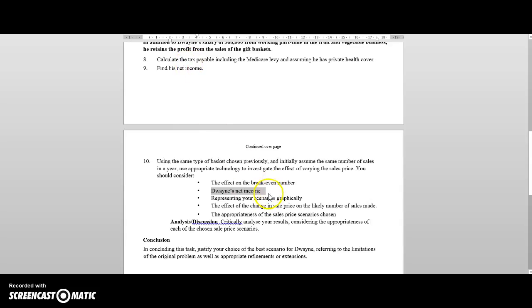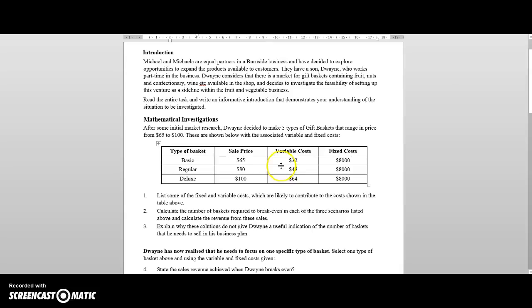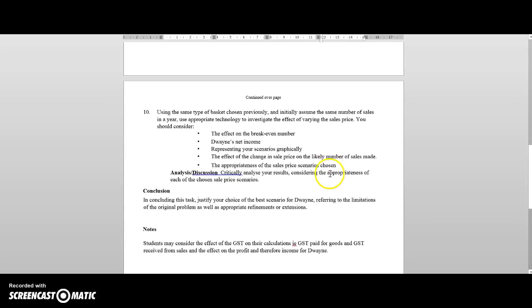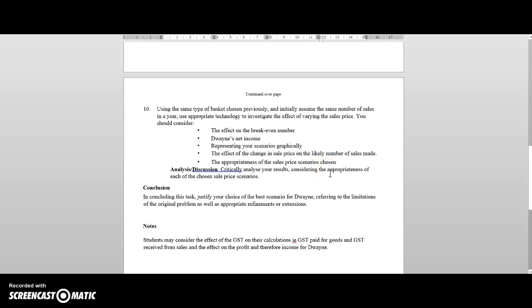Other things you might do is you might change the variable cost. So if you're doing the basic, what happens if you found cheaper materials and the variable cost came down? Or if the price of the goods increased, make sure you increase it. You could try that. What happens if he negotiated a new rent? His fixed costs might go down. So these are the sort of scenarios that you can investigate. Remember, you need at least 3.